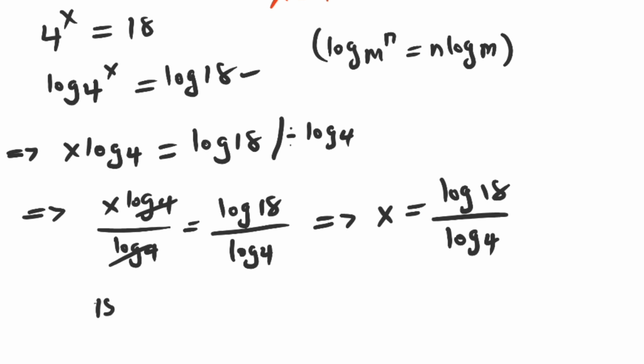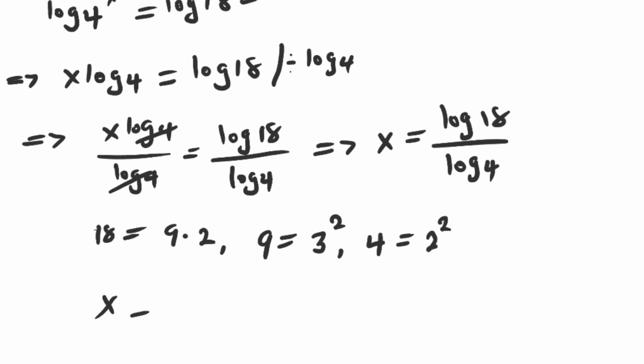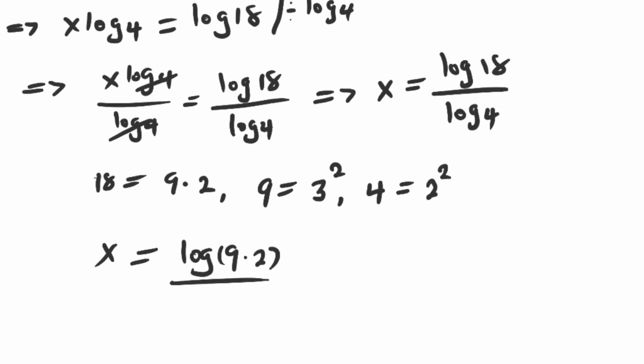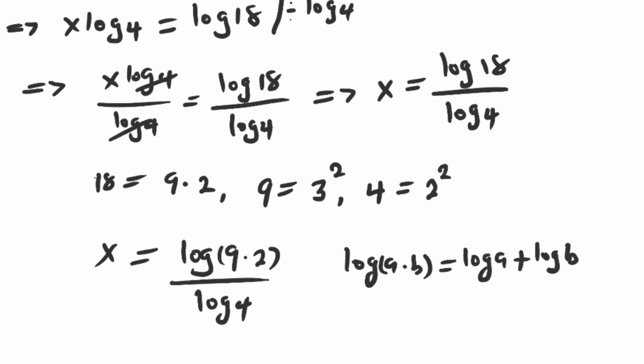Then 18 is equal to 9 multiplied by 2. And 9 can be written as 3 square. Also, 4 can be written as 2 square. Then x is equal to log 9 multiplied by 2 over log 4. Then if you have log a multiplied by b, this is equal to log a plus log b.